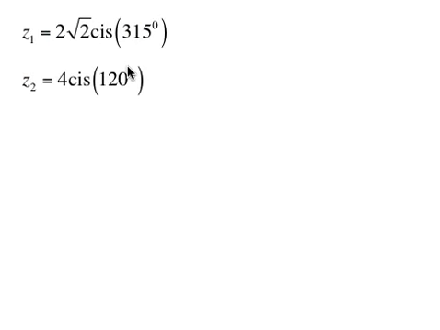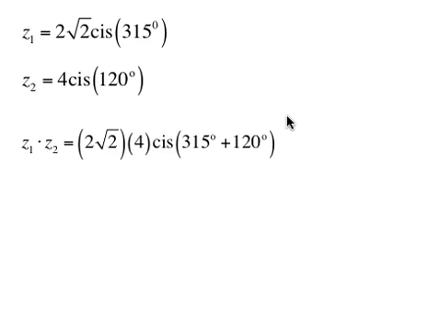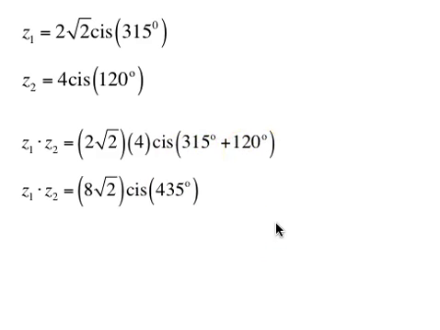Now, here are two of the complex numbers we have. We have z1 and z2 with the cis form. And I want to take a look at z1 times z2, and my goal is to express that in polar form. If you multiply two complex numbers, multiply their absolute values, multiply the r's, 2 root 2 times 4, and then add the angles. So 2 root 2 times 4 is 8 root 2. Cis 315 plus 120 is 435 degrees. So I get z1 times z2 is 8 root 2 cis 435.